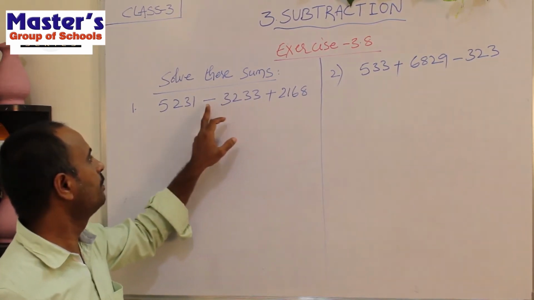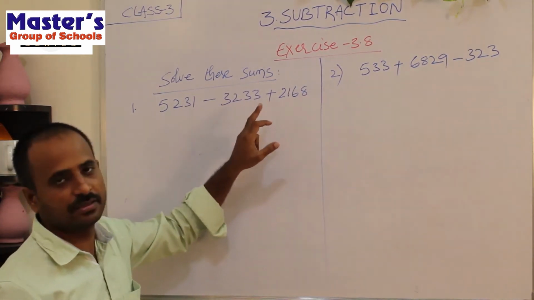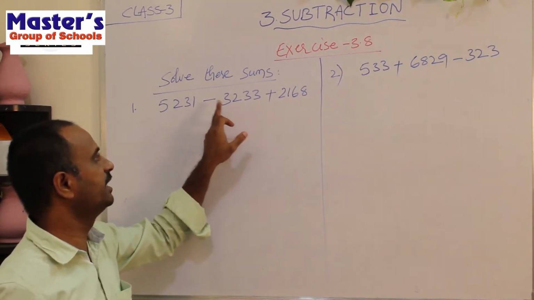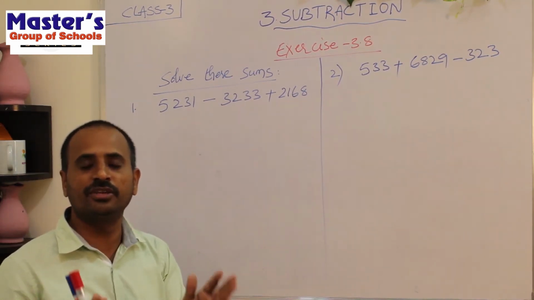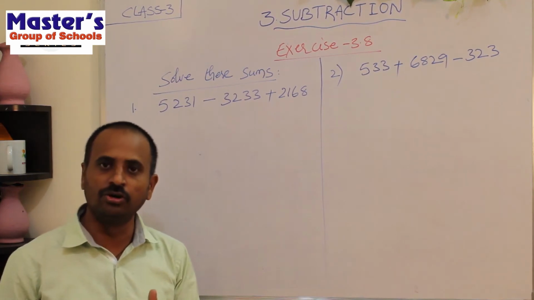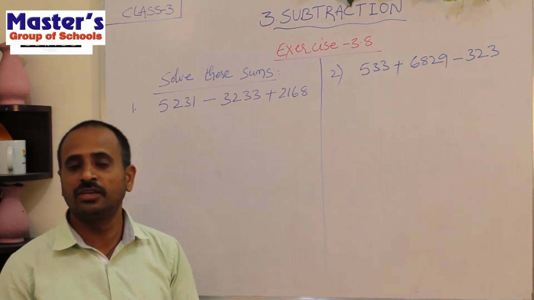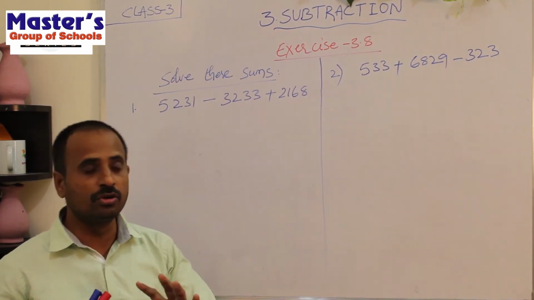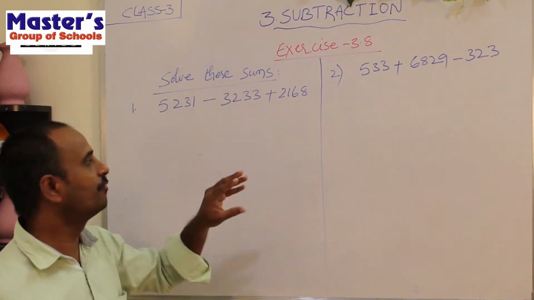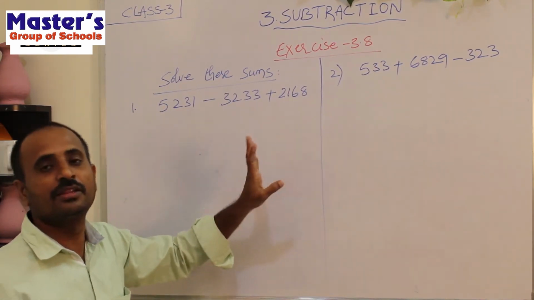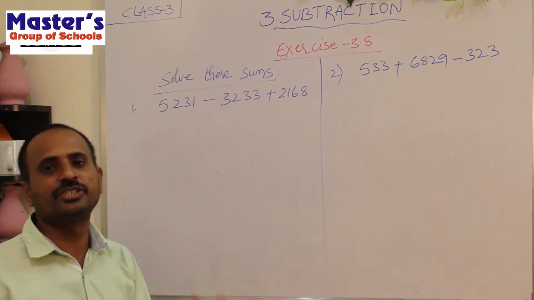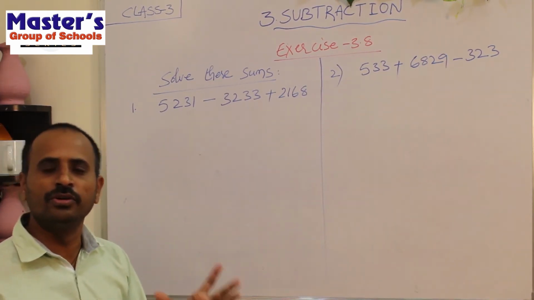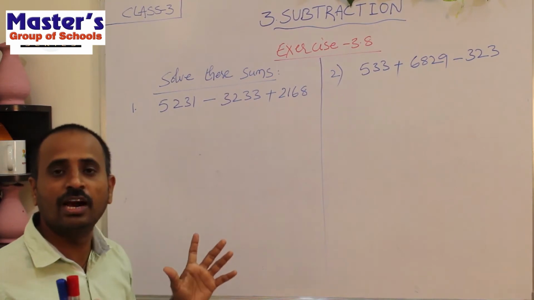So among this minus and plus, that means among these subtraction and addition, what we have to do first? We have to do addition first, then go to subtraction next. So children, remember this point. Don't do the subtraction first. So first do the addition, then go to subtraction. So first we have to do addition. So what numbers we have to add?